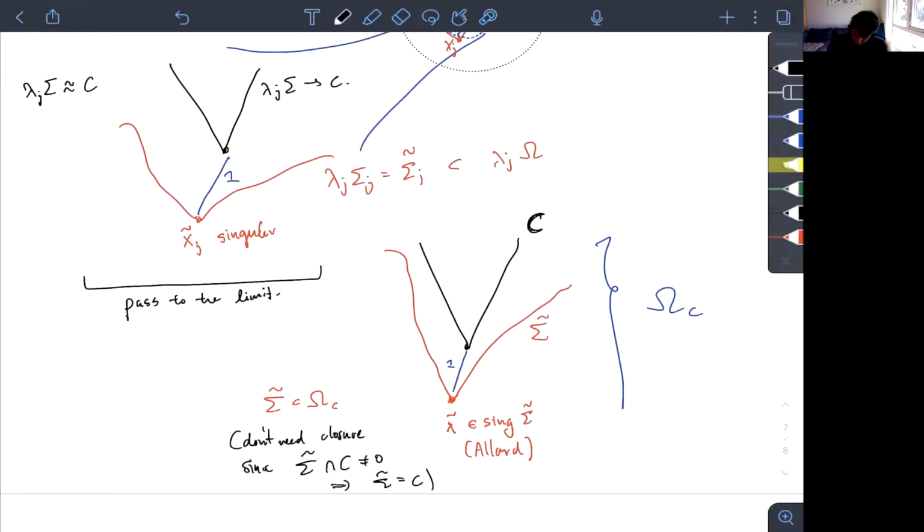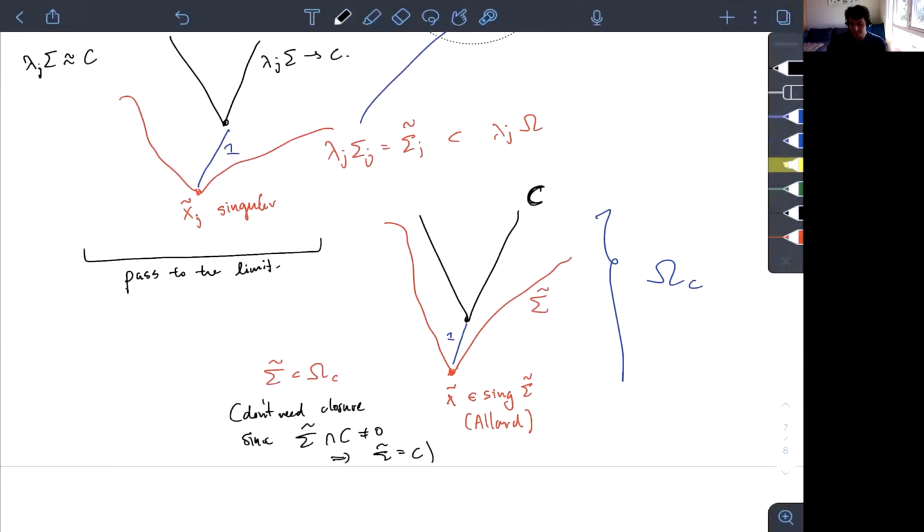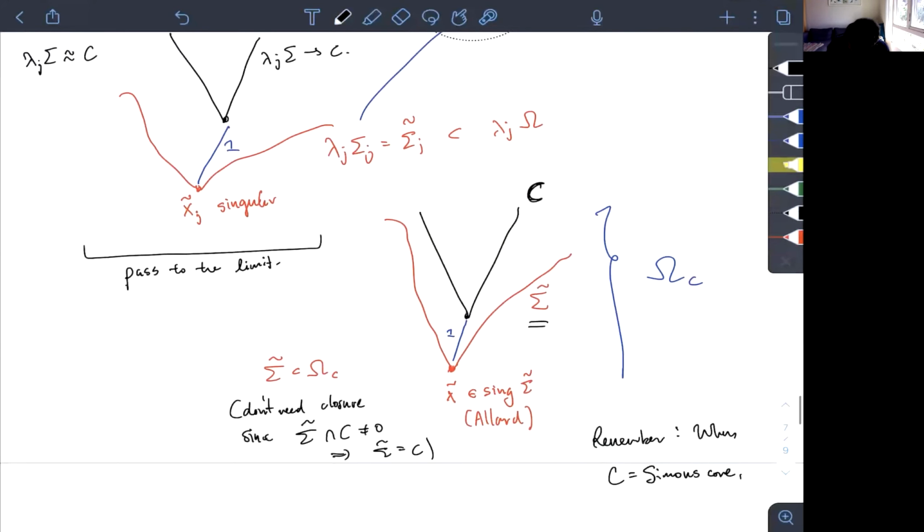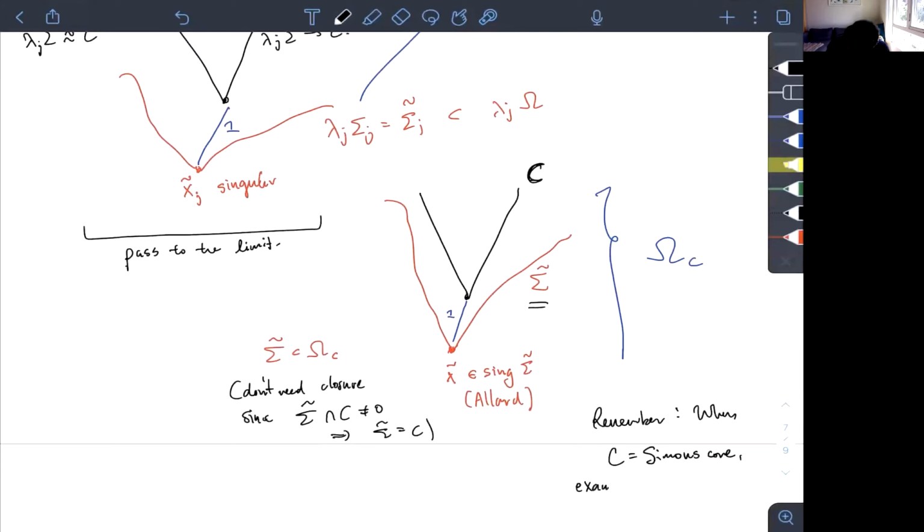But now we claim that we can classify such sigma tilde. So this is the idea of Hardt-Simon. Okay, so if you remember, when we had the Simons cone, we had such an example of a minimal surface lying on one side of the cone. These are what we called S plus or minus, but these S plus or minus were completely regular.